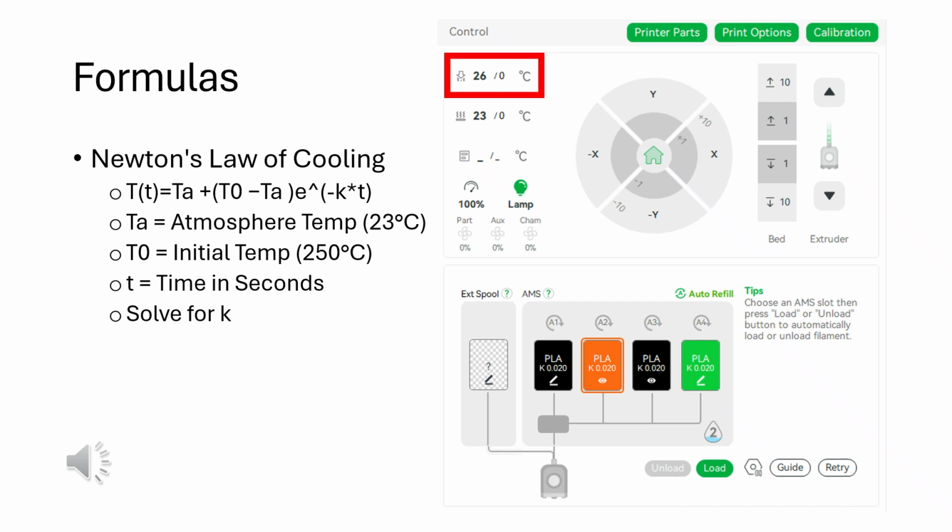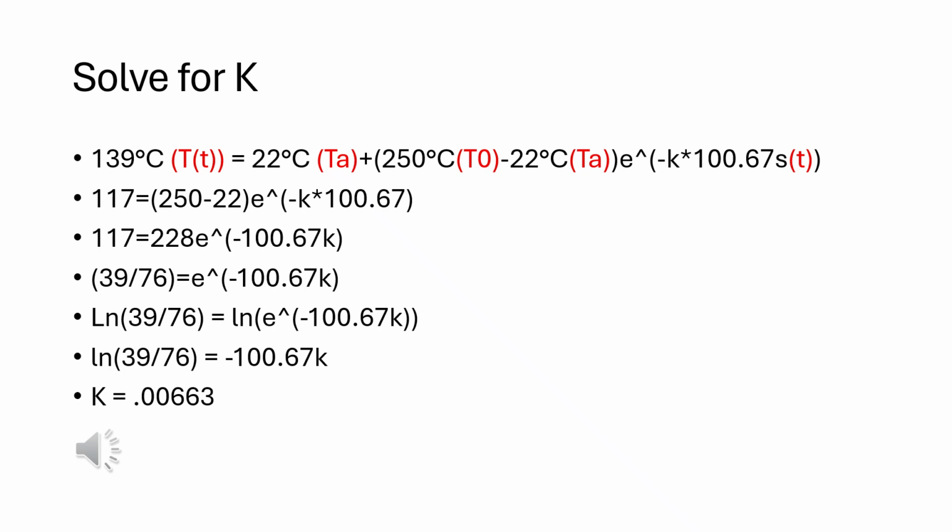As far as formulas being used for this project, I will be using Newton's law of cooling. The temperature of the atmosphere is set at 23 degrees Celsius, as indicated by the print bed temperature 23 on the right, and the initial temperature will be set at 250 degrees Celsius, which is the average printing temperature for the filament that I have been using. The variable t will be time in seconds, and we will be solving for k. Using this formula and a point on our data, we come out with a k value of 0.00663, so just around the 0.006 estimate that we first achieved.